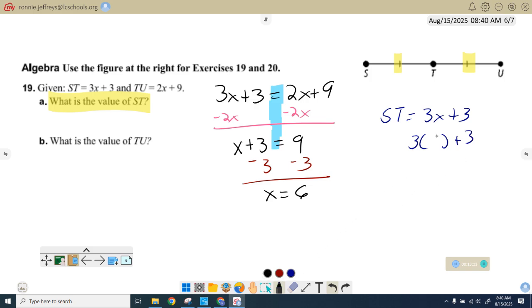I want to plug in this 6 right here where that X used to be. The reason I'm putting it in parentheses, remember how I said yesterday, if it's side by side you must multiply. When a number and a letter are side by side like that, that actually means multiplication. So when I replace that number like this, that's what it means.